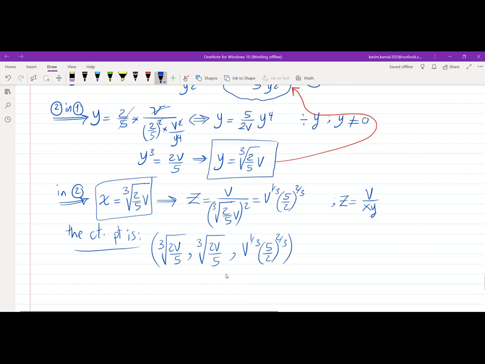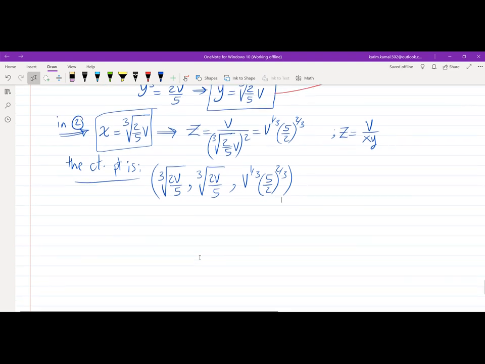So this point satisfies the equation and gives you the minimum cost. But to check this, we will compute the discriminant only to check. We don't need to do it, but we do it to satisfy the conditions like before. To check, we know that D equals Cxx Cyy minus Cxy all squared. We will use the value of x and the value of y in order to evaluate this discriminant.